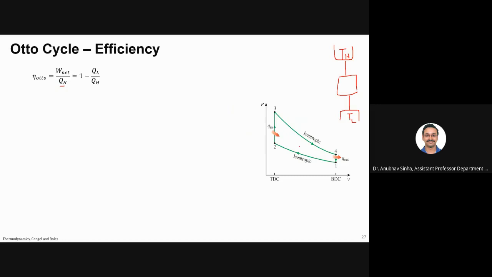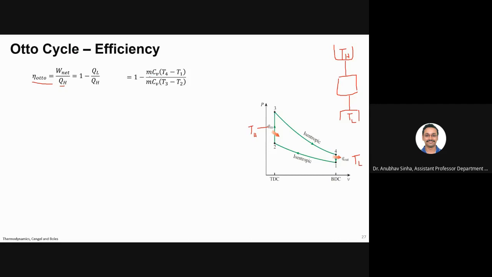Between 1 to 2, 2 to 3, 3 to 4, where is TH coming and where is TL coming? 2 to 3 is TH. Yes, this is TH. And 4 to 1 is TL. Correct. This is TL. Here we extract heat. So in the same way we study this cycle also. This is how we define the efficiency. Now let us see how we calculate the net work done.